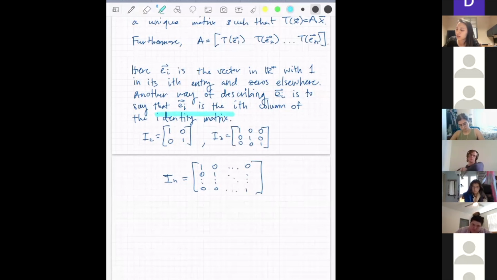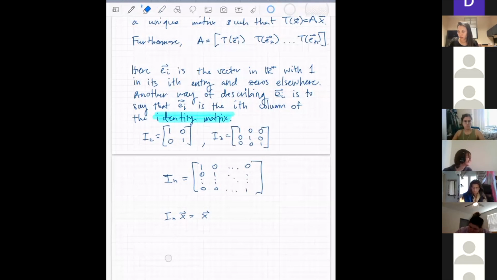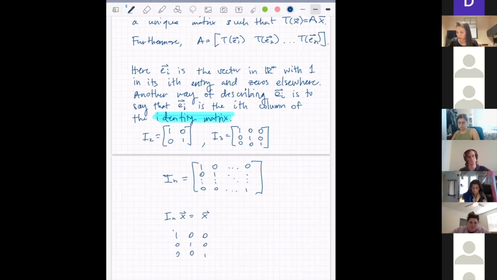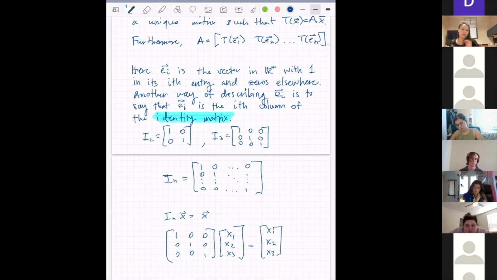This is what is referred to as the identity matrix. And the reason it's called the identity matrix is that if we take it and multiply it by a vector x, it will give us back x, right? Okay. So you could check this by looking at, let's say, 1, 0, 0, 0, 1, 0, 0, 0, 1. And if you do the matrix multiplication, you get x1, x2, and x3 back. Right? So it doesn't change it.